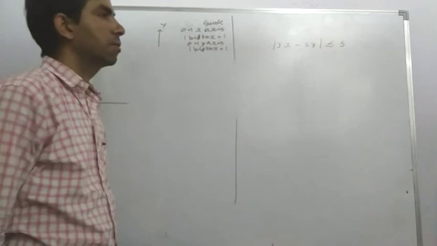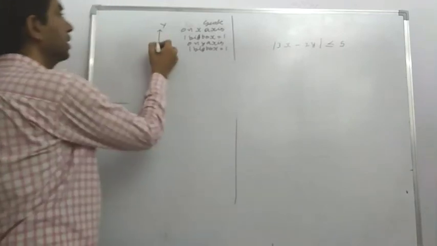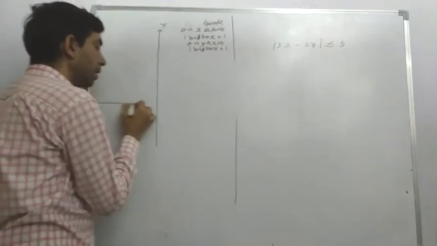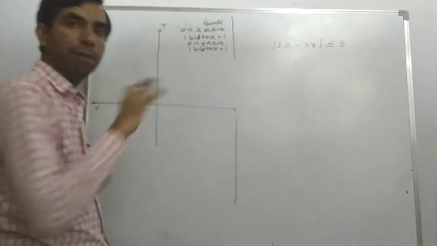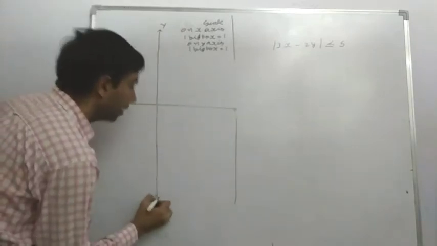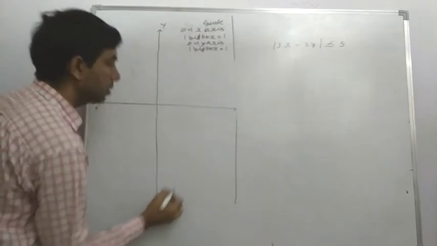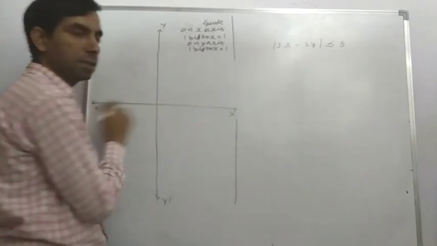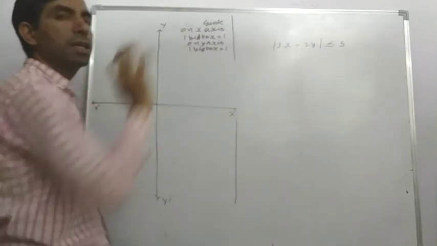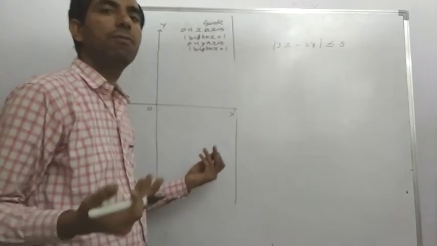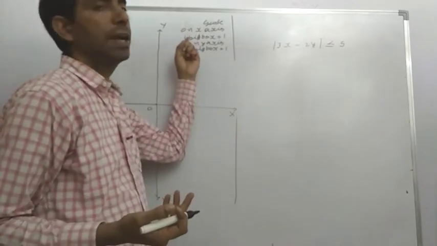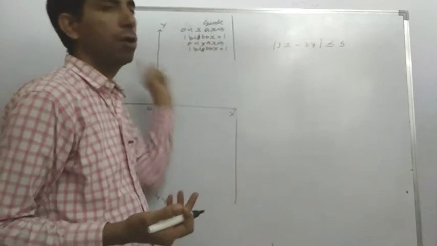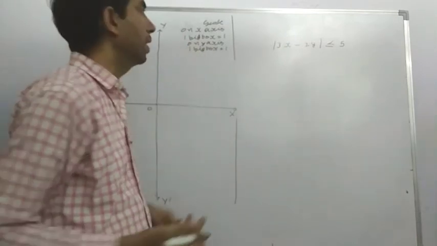3x minus 2y less than or equal to 5. For solving this, we make a graph as in the previous method. Now we represent the origin as 0. The scale is never changed; on the x-axis, 1 big box is equal to 1, and on the y-axis, 1 big box is equal to 1.